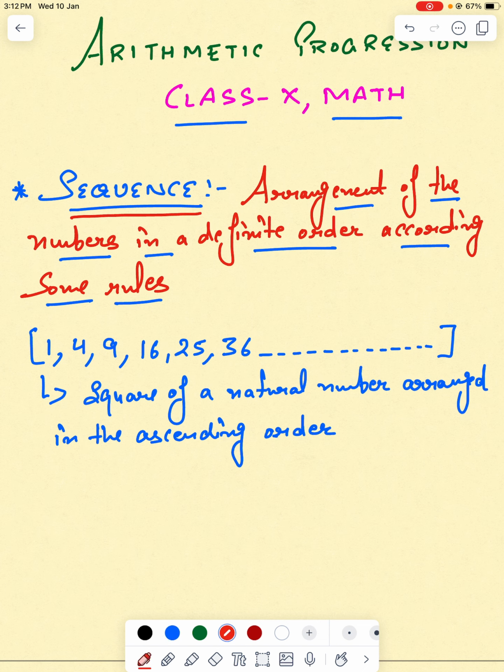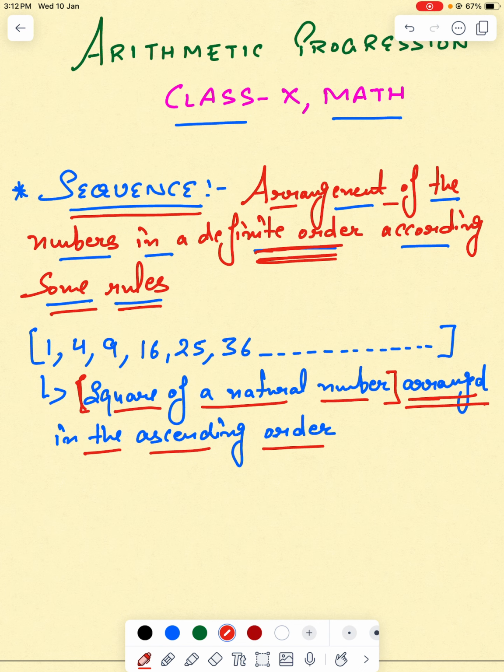So by definition, what is it? It's an arrangement. In which order have we seen the arrangement? That is in the ascending order, a definite order, as you have seen in the definition. So what is the rule? According to some rules, an arrangement of numbers in a definite order. The order is the ascending order, and the rule is the square of the natural number. So the numbers are arranged in ascending order, and each number is the square of a natural number.